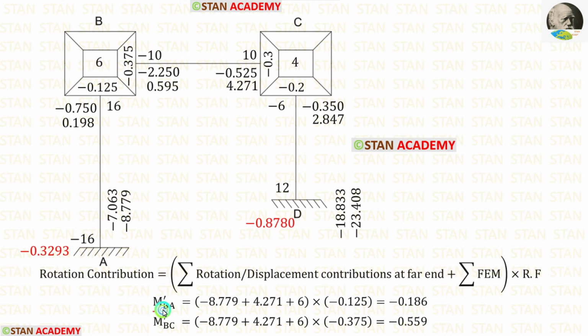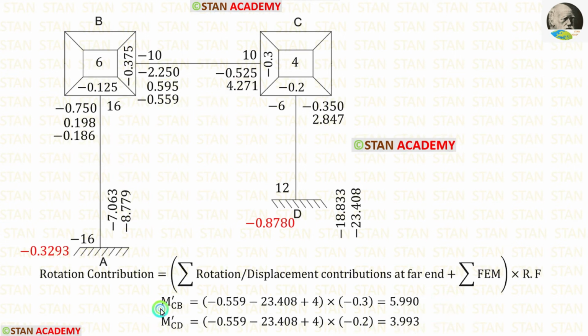Let us find M dash BA. For that, we have to add these three values and then multiply with the rotation factor for BA. When we do that, we are getting minus 0.186. The rotation factor for BC is minus 0.375. For M dash BC, we are getting minus 0.559.